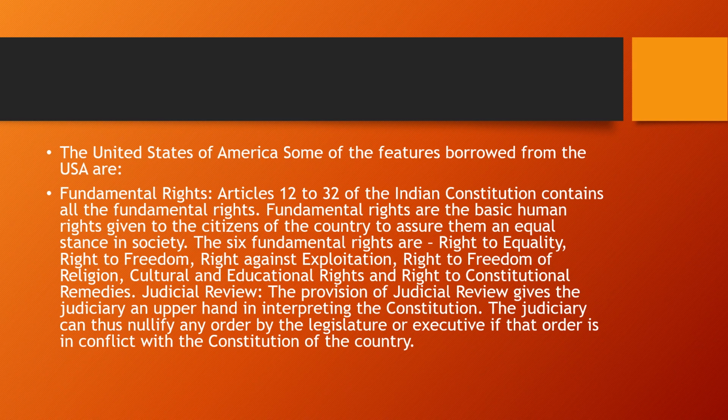Next comes the concept of judicial review. The provision of judicial review gives the judiciary an upper hand in interpreting the constitution. So basically, the judicial review power is there in Article 13 of the Indian Constitution, and basically it states that no one can pass or make a law or any order. Even court cannot pass a judgment which is violative of the fundamental rights of the citizens.